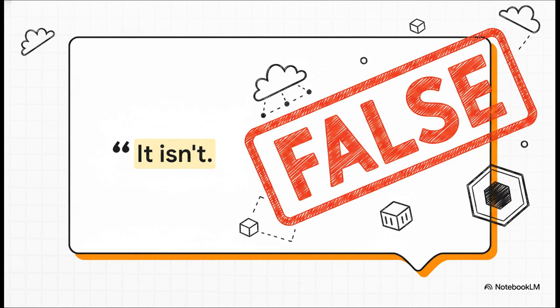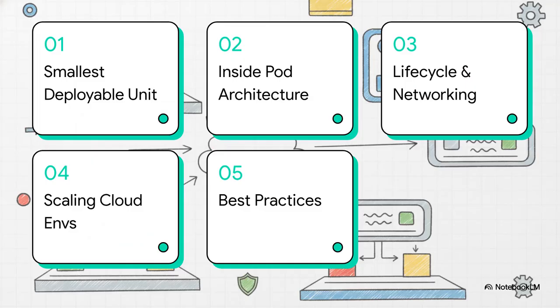No way. And wrapping your head around this is a massive paradigm shift. The smallest deployable unit in Kubernetes is actually not the container at all. It's the pod. Unlocking exactly why this is true sets up literally everything you need to know about mastering Kubernetes and, more importantly, avoiding those dreaded 3 a.m. pager alerts.